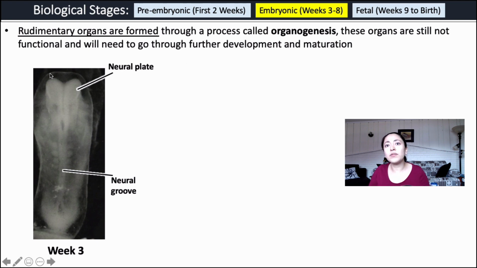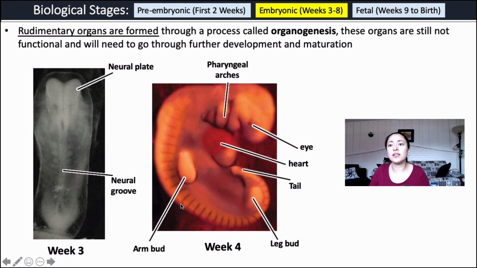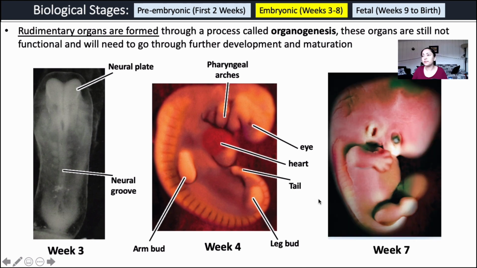This is week 3 of development. We can see the formation of the neural plate and neural groove, which are all going to become parts of the nervous system. This is week 4, and at week 4 you can see the lens of the eye starting to form here. Here are some pharyngeal arches developing, which are characteristic of chordates. These will eventually disappear. Here we have the heart forming, an arm bud, and a little leg bud forming, and there's still a little tail there.